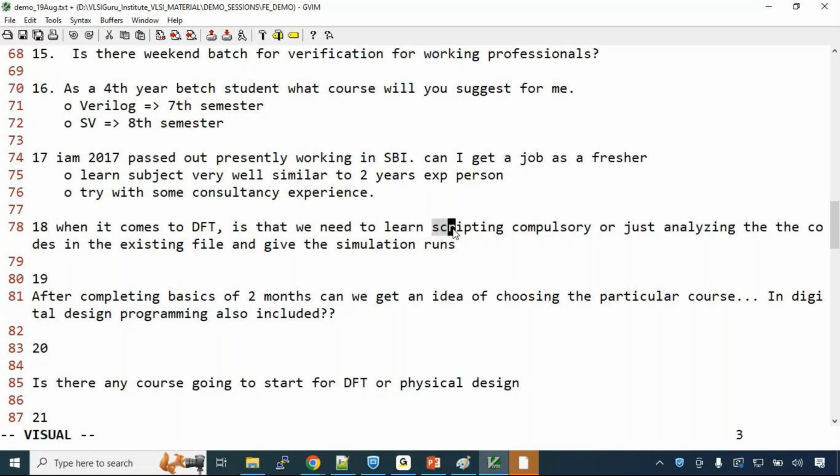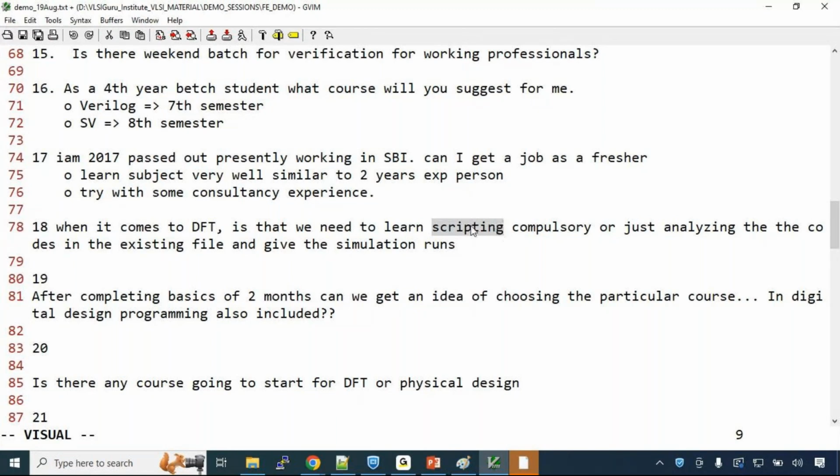See, learning scripting is important because when it comes to DFT kind of flow, right? You need to do something called TCL scripting, Tool Command Language scripting. Tool Command Language is how you give commands to the tool. That language you need to learn.